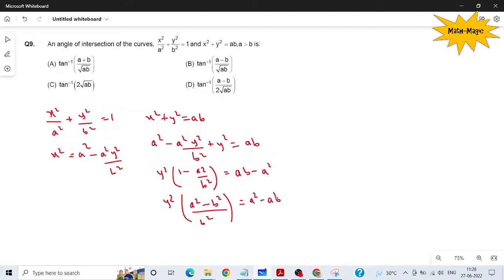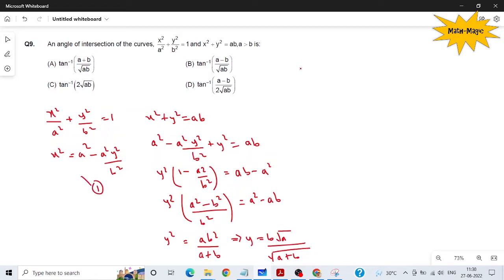Then, by simplifying, we can use the a² − b² formula, which is (a − b)(a + b), and on the right-hand side we can take a common. The (a − b) gets cancelled, and we are left with y² = ab²/(a + b). So the value of y is b√a/√(a + b). This is the value of y.